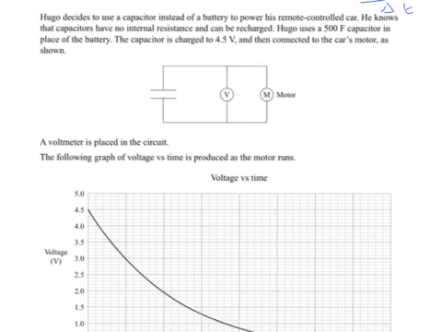In place of the battery, the capacitor is charged to 4.5 volts and then connected to the car's motor as shown. A deceptively simple circuit. A voltmeter is placed in the circuit. The following graph of voltage versus time is produced as the motor runs.